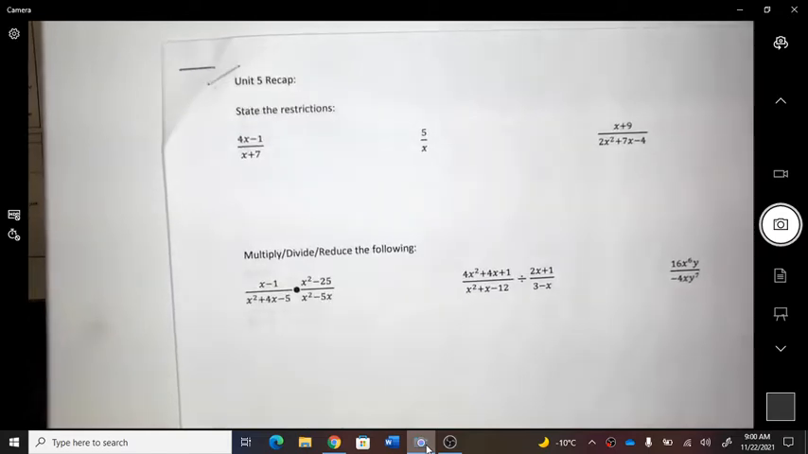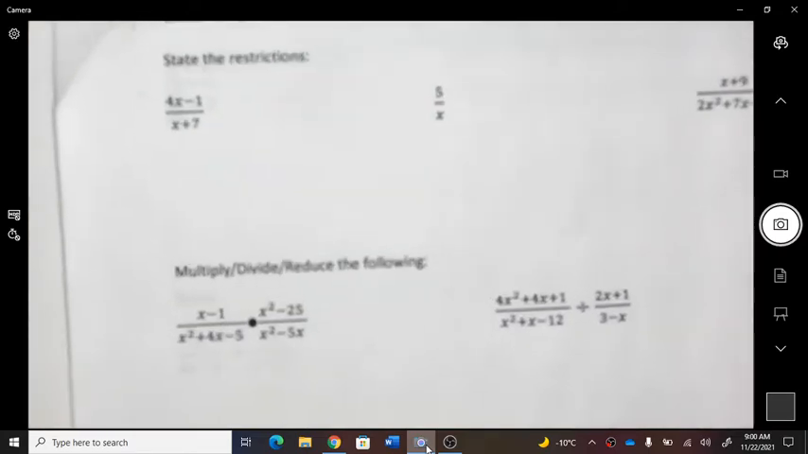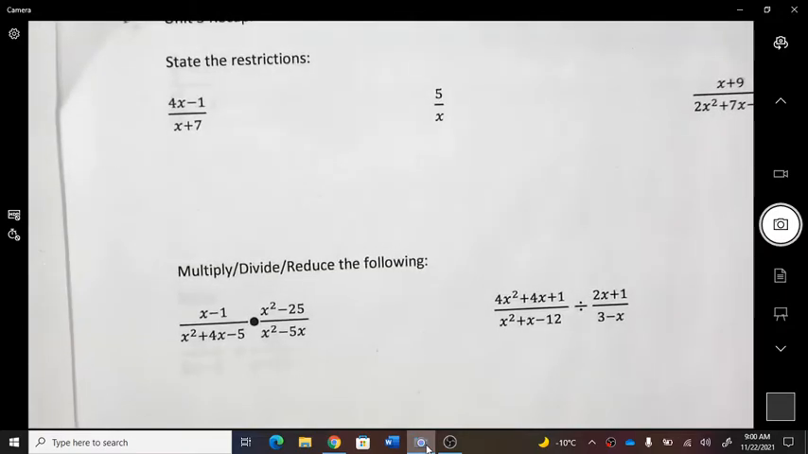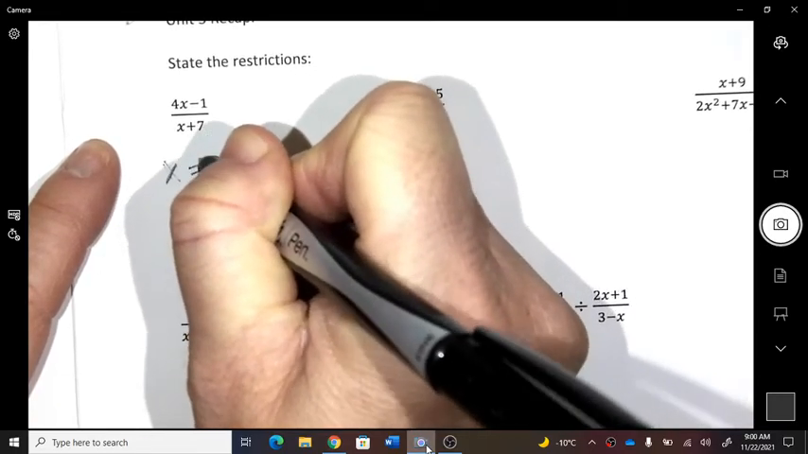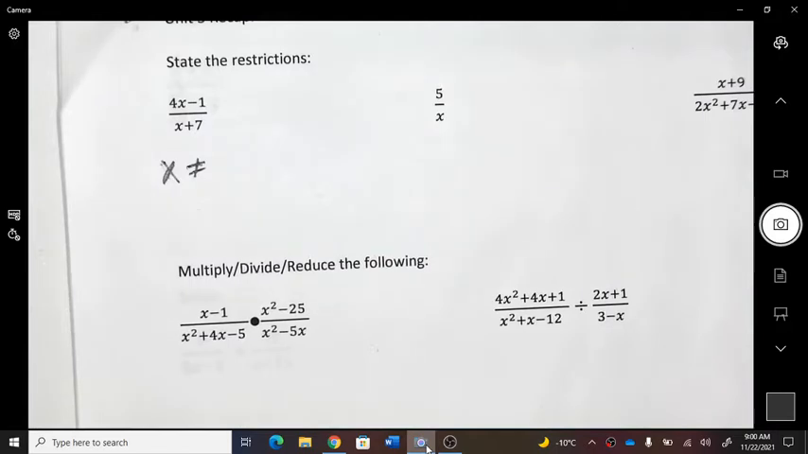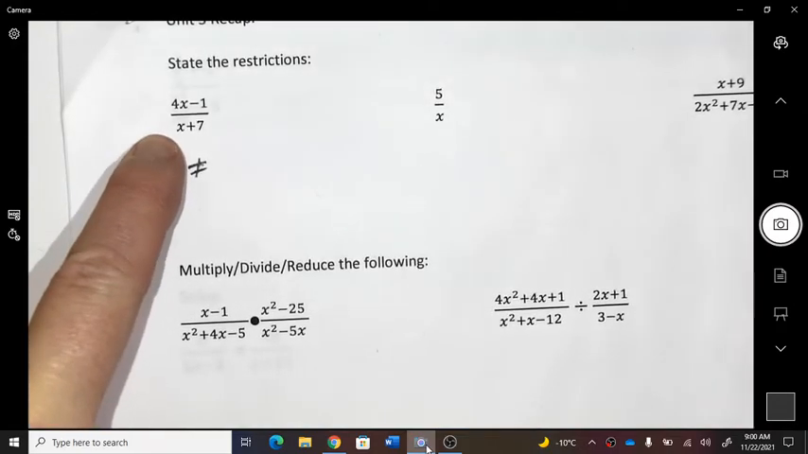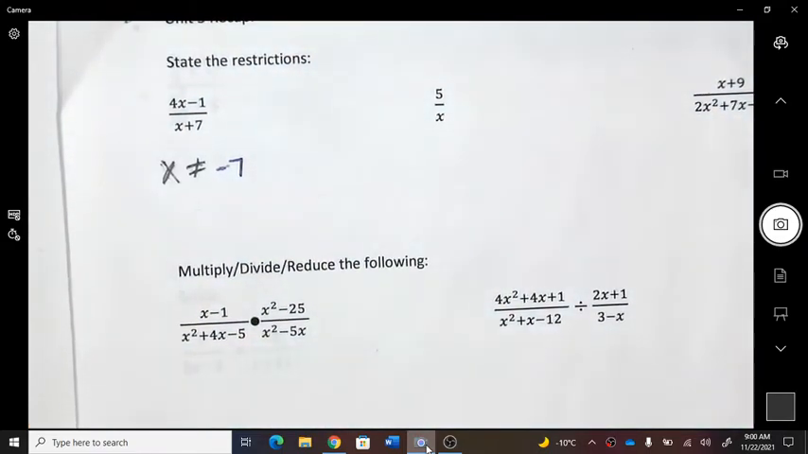So what are we worried about with fractions? What's the thing we can't do with fractions? We can't divide by 0. So what is x not allowed to equal there? Okay, think on what value makes the bottom 0? A -7. Because -7 plus 7 would be 0, and I don't want that.